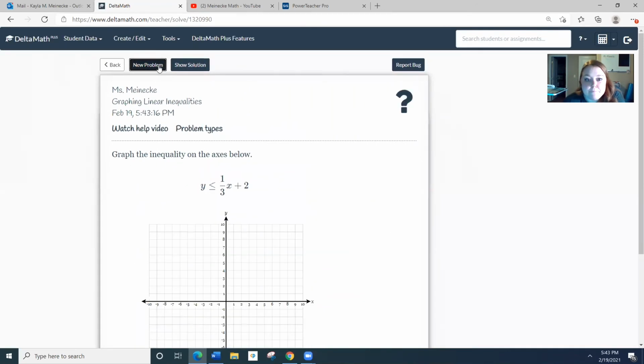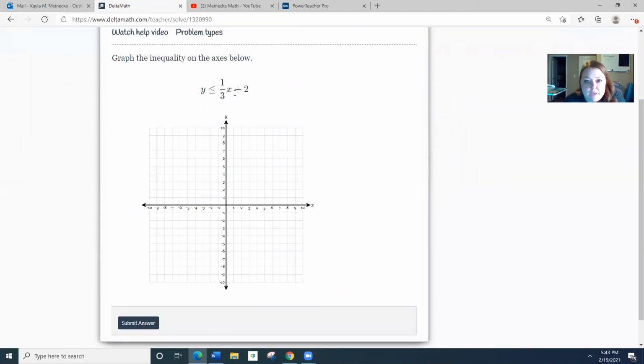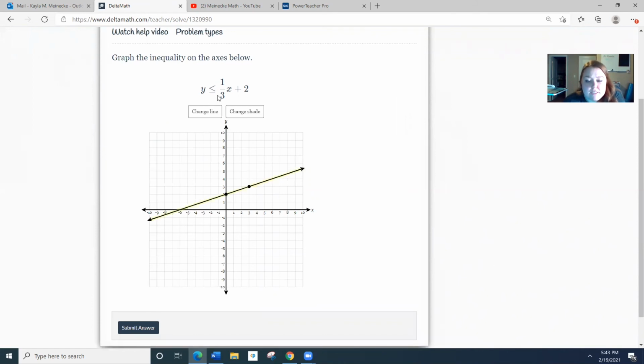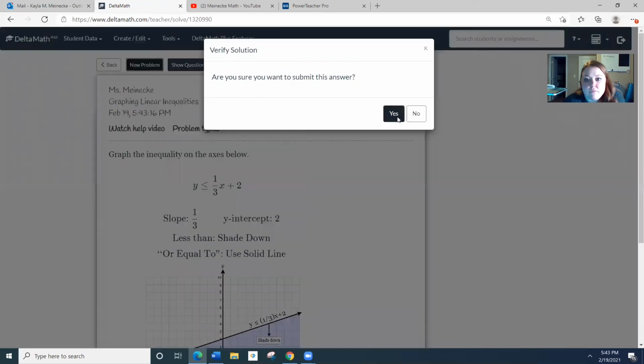And then we'll do one more. I start by plotting the y-intercept at positive 2. This is a positive slope, so I'm going to go up 1, right 3. And then this has a line underneath it, so solid or dashed? Solid line. And this says y is less than, so I would need to shade below. So I have a solid line, shaded below, submit.